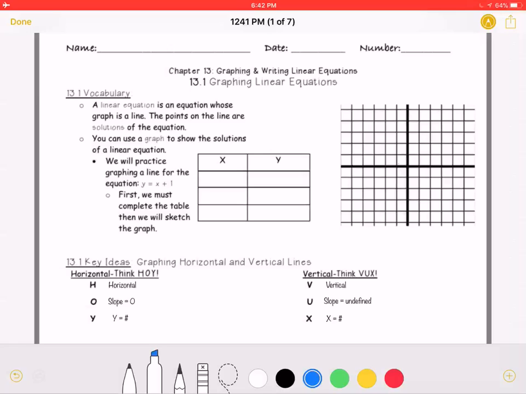Hi class, we're getting into another 8th grade standard. We're moving into chapter 13, graphing and writing linear equations. Our first lesson here is graphing those linear equations.